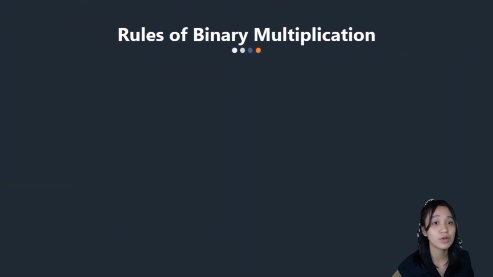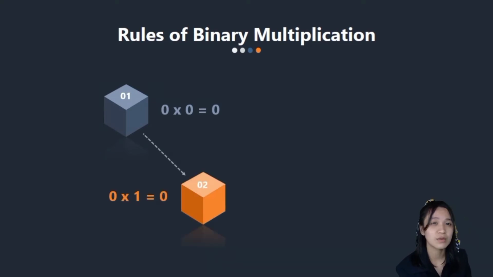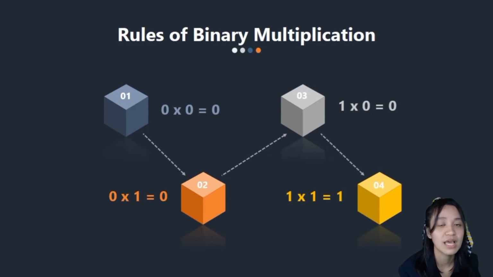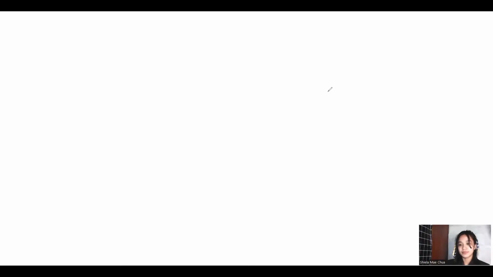The rules of binary multiplication are: 0 times 0 is equal to 0, 0 times 1 is equal to 0, and 1 times 0 is equal to 0. As you can see, every time you multiply a value or integer by 0, the answer is always 0. And the last one is 1 times 1 is equal to 1. No borrow or carry over bits are applicable in binary multiplication. Now, I will give you some examples of binary multiplication for you to easily understand it.